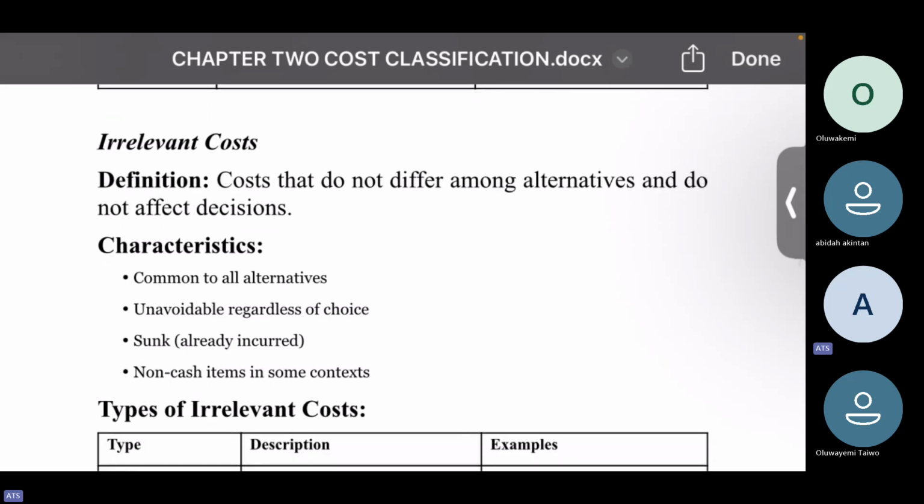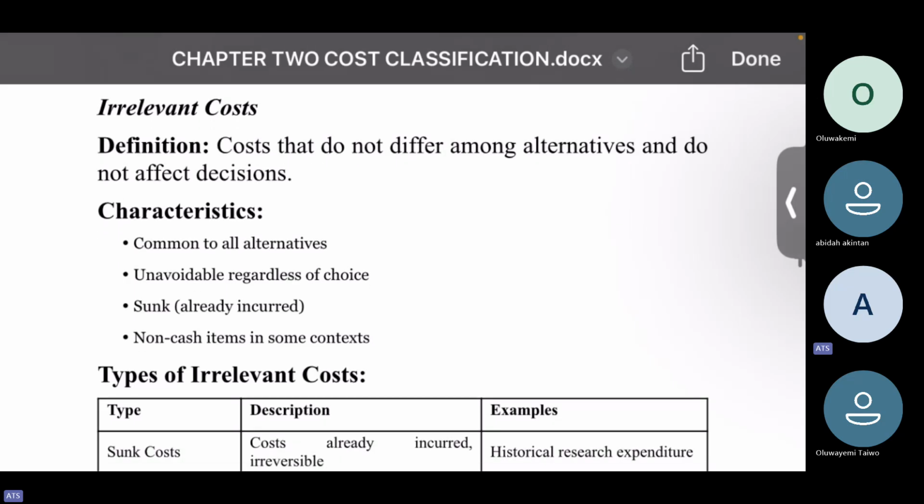So one, they are common to all alternatives. They are unavoidable regardless of choice. Unavoidability, that's one of the major characteristics of irrelevant costs. So you cannot avoid them. You've either already spent them or you will spend them. You've entered a contract to spend them. You cannot take a decision that will make you not spend them. And they do not really affect whatever decision you decide to take based on other things.